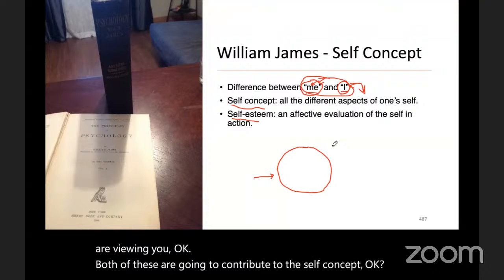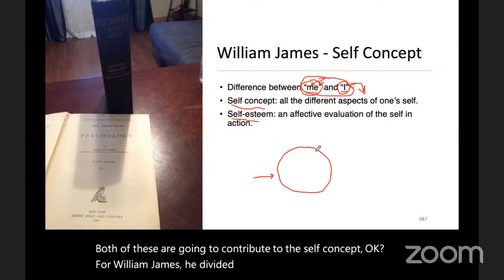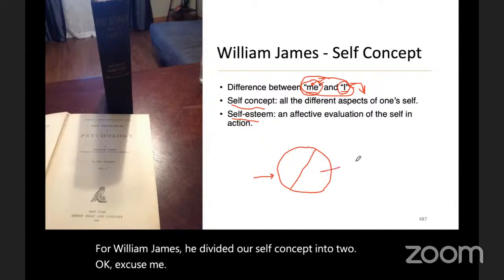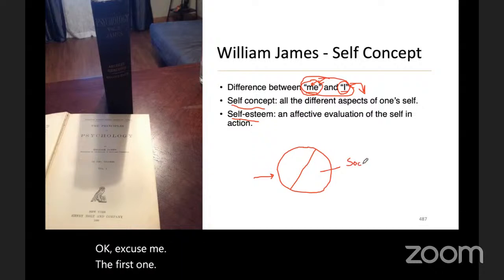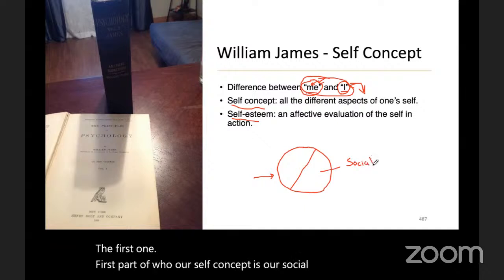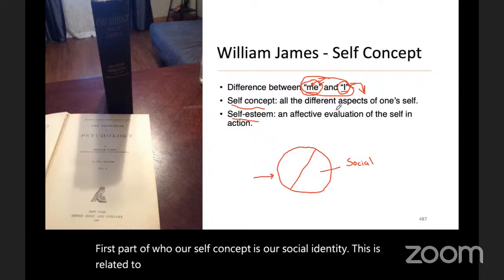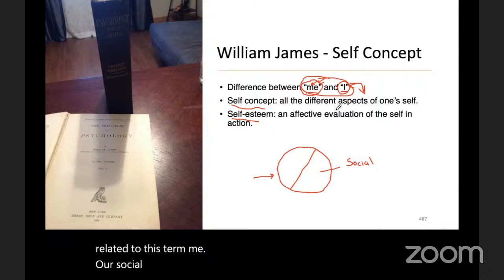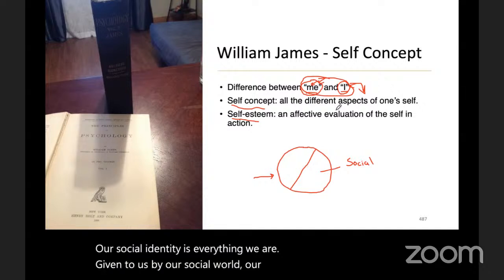For William James, he divided our self concept into two. The first part of our self concept is our social identity. This is related to this term me. Our social identity is everything given to us by our social world, our culture, and our language.